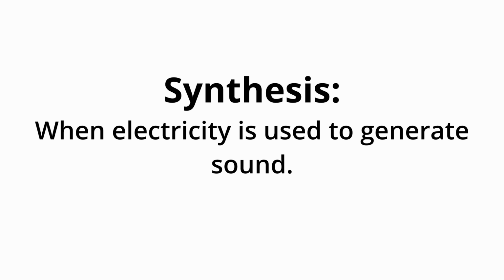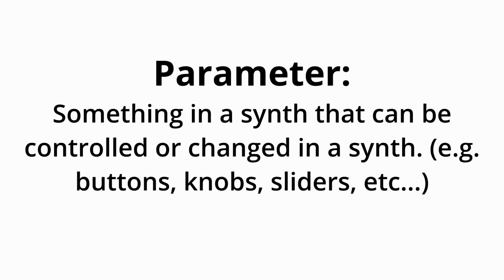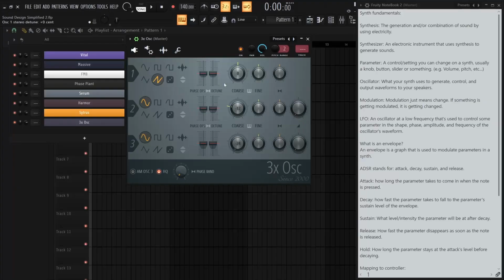Synthesis is what happens when electricity is used to generate sound. A synthesizer is an electronic instrument that produces sounds using synthesis. A synth parameter is just something you can change inside of a synth, usually in the form of a button, a knob, a slider, and so on. So for example, if I want to change the pitch of this saw wave, I just rotate that knob.